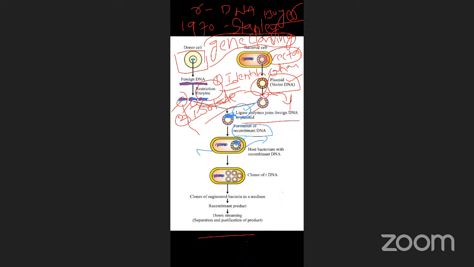Target host cells. So after formation of clones, which is nothing but multiplication of rDNA. Simple. The multiplication of rDNA is called clones. Now this clone is engineered in bacteria and medium. Next, now from here, transfer into another target cell.